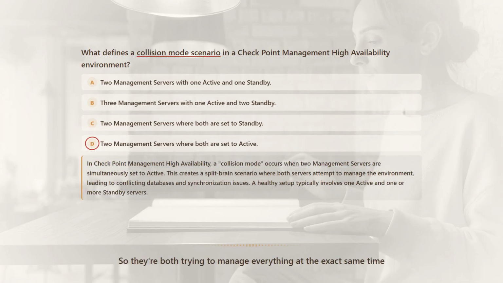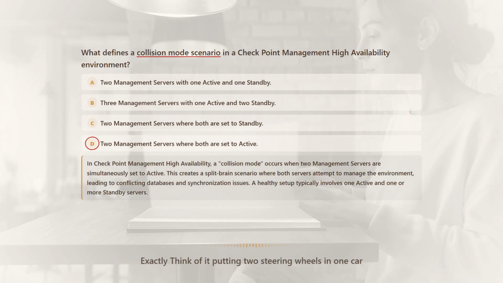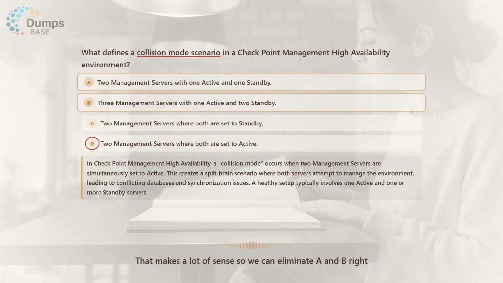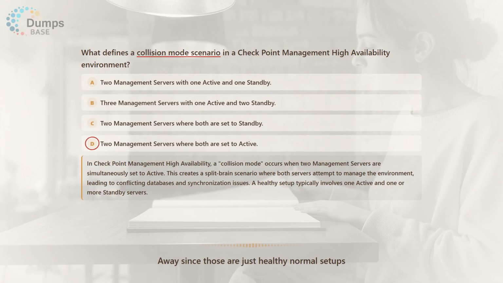Oh, I see. So they're both trying to manage everything at the exact same time. Exactly. Think of it like putting two steering wheels in one car. You've got two drivers yanking the wheel on the highway, and that causes a split-brain crash. That makes a lot of sense. So we can eliminate A and B right away, since those are just healthy, normal setups. But how do two servers actually avoid crashing and stay synced?